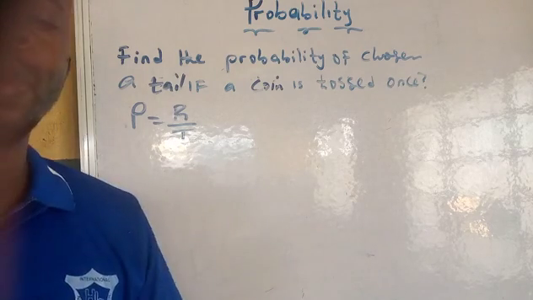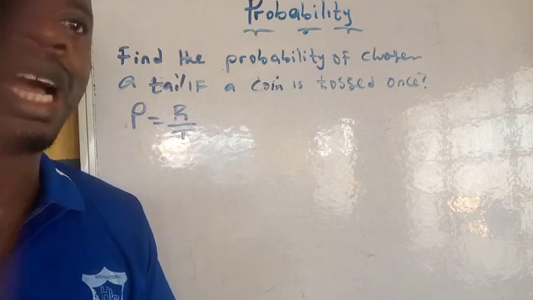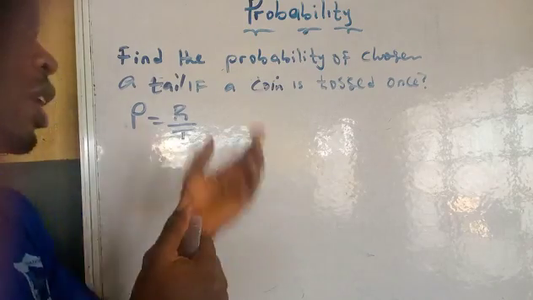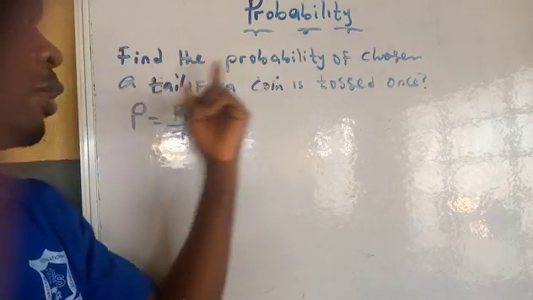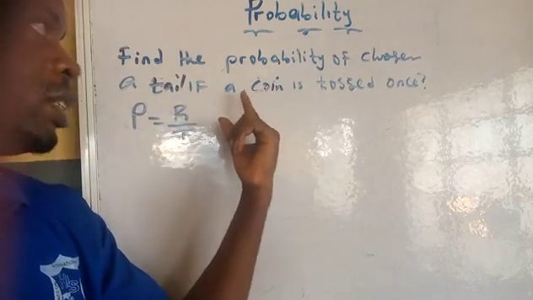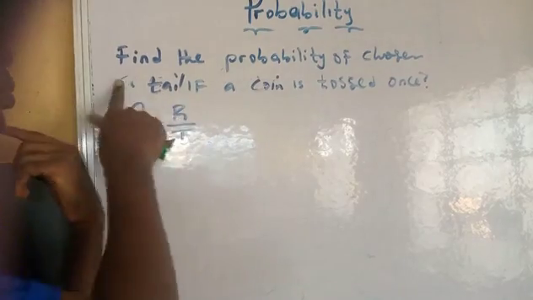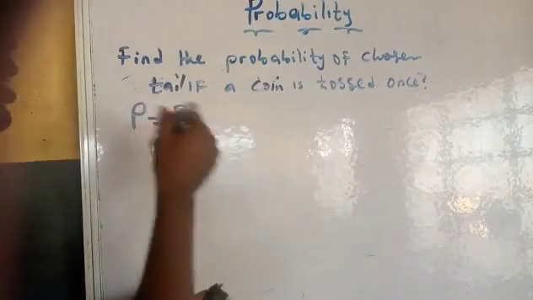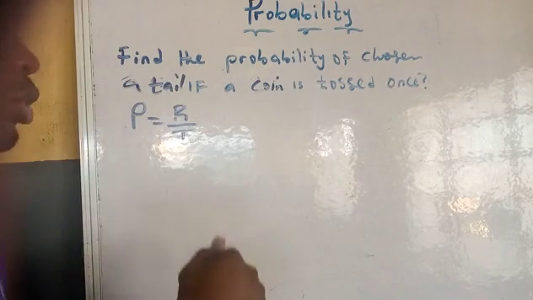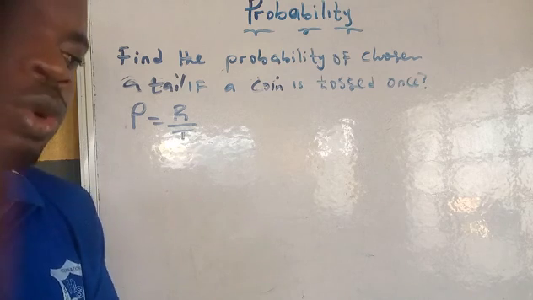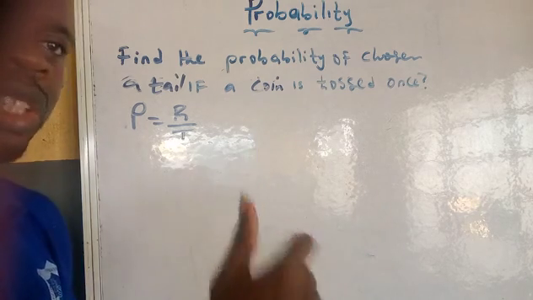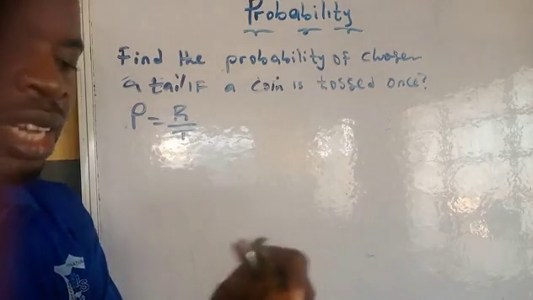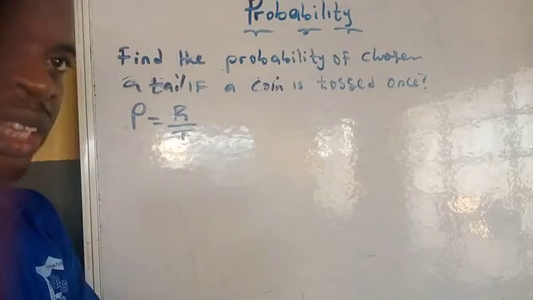And if you are solving probability mathematically, of course you need a formula, and the formula here is probability equals required outcome over total outcome. Okay, you can look at this now. Find the probability of choosing a tail if a coin is tossed once. So if you have a coin and you toss it once, what is the probability of choosing a tail? Don't forget that a coin has a tail and a head. The first side of the coin is tail, the other side is what?